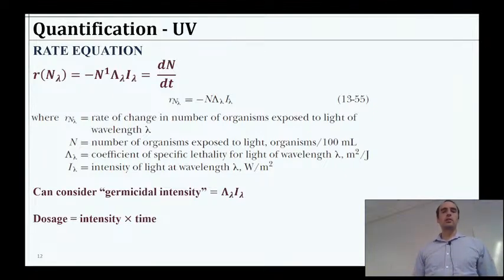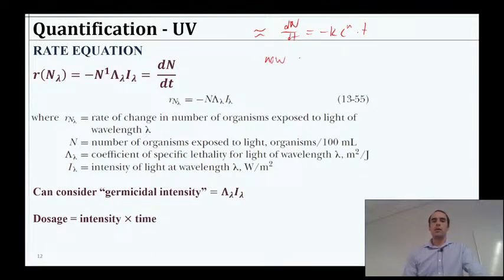So this rate equation is going to be almost the same as when we said dN/dt equals negative k times C to the n power times t, except now it's going to be negative k times the UV dose to the n power times t. That's going to be the difference. Excuse me, I didn't mean to put t there. It should be n.